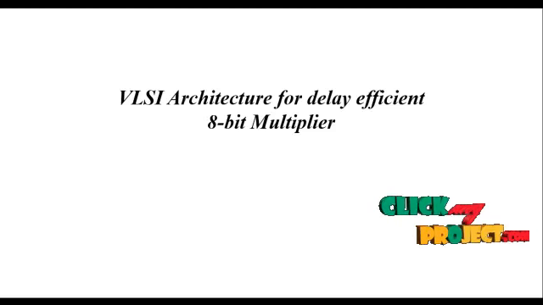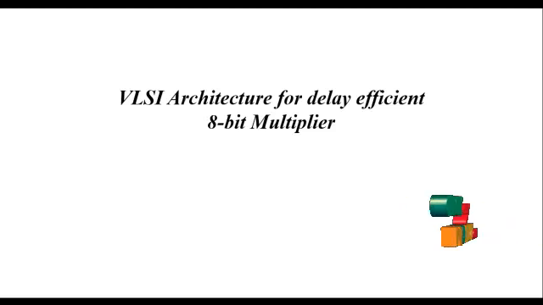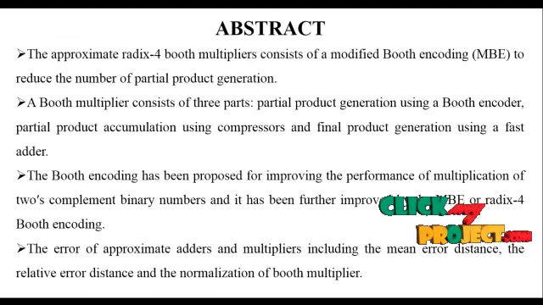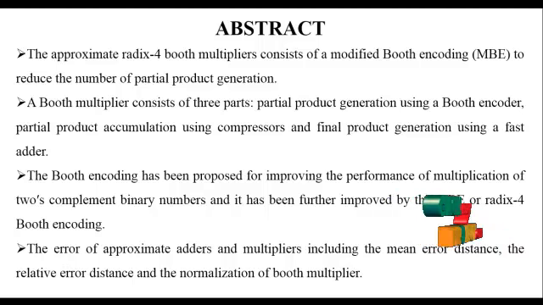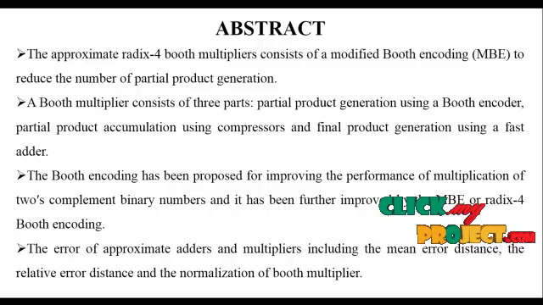Our project entails VLSI architecture for a delay-efficient 8-bit multiplier. Our project abstract is based on the approximate radix-4 Booth multiplier. The radix-4 Booth multiplier consists of the Booth encoding process. Modify the Booth encoding based on the MBE to reduce the number of partial product generations.